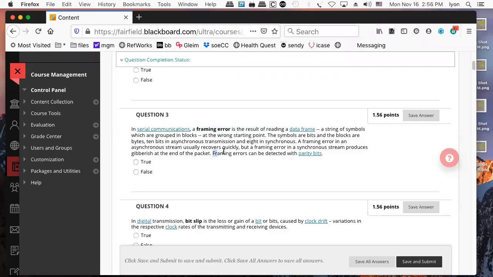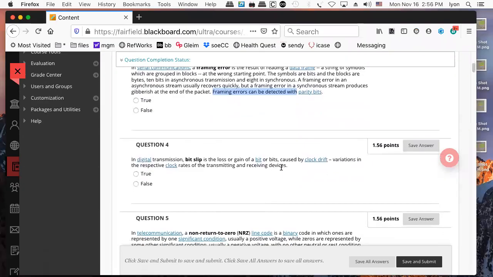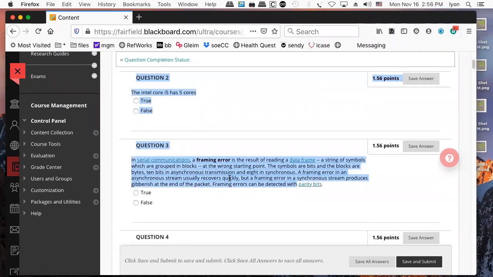And so, yes, framing errors can be detected with parity bits. This is a basic idea in digital data communications. You put in the parity in order to try and detect the errors and ask for a retransmission. When you ask for a retransmission, that's an automatic retransmission request, or ARQ, and that is also called backward error correction. And it's backward error correction because it goes back to the transmitter in order to ask for the retransmission.